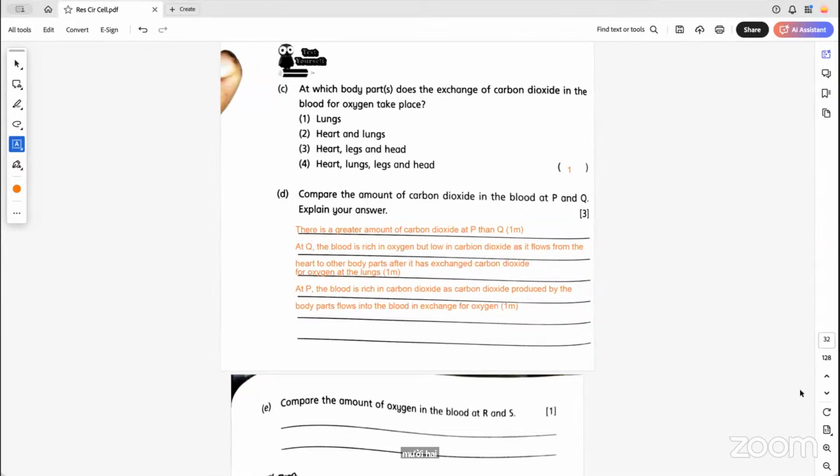All right, so basically, let me just explain again. The first thing you do when answering this long question is to answer the question. They ask you to compare, so it's either greater or lesser. So to answer it, there is a greater amount of carbon dioxide.